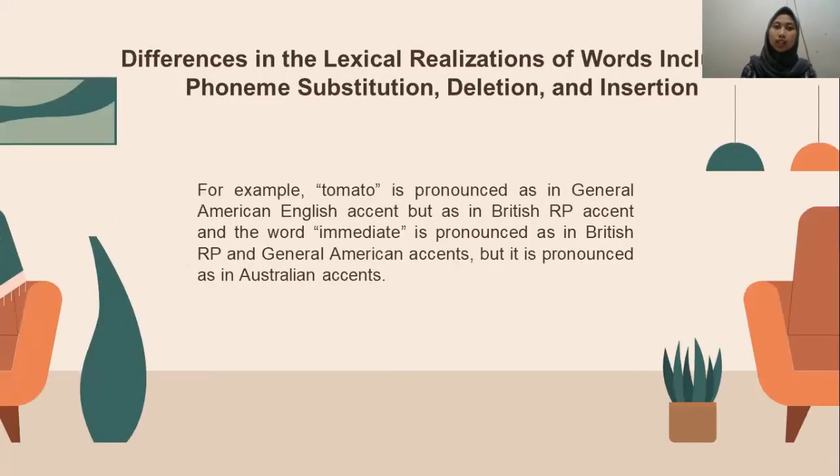The next one is the differences in the lexical realizations of words, including phoneme substitution, deletion, and insertion. For example, tomato is pronounced one way in General American English accent, but another way in British RP accent, and the word immediate is pronounced the same way in British RP and General American accents, but it is pronounced differently in Australian accent.